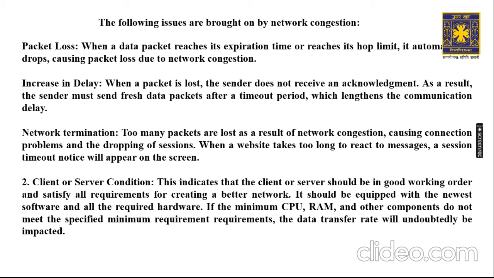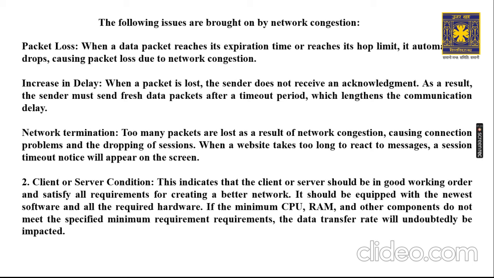Next is client or server condition. This indicates that the client or server should be in good working order and satisfy all the requirements for creating a better network. That means the client and server systems should be in good condition. They should be equipped with the newest software and all the required hardware. If the CPU, RAM and other components do not meet the specified minimum requirements, the data transfer rate will undoubtedly be impacted. That means you will have a slow data transfer rate. So you need to avoid those types of conditions. Otherwise you will get a slow data transfer rate.